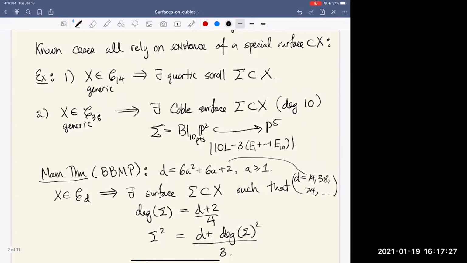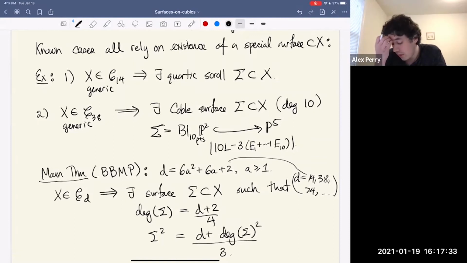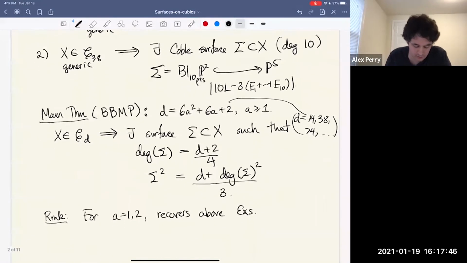Do you know anything about the geometry of this surface, apart from degree and self-intersection? Yeah, that's a good question. So I would say we don't know a lot in general about them. Like if they're smooth, for instance, we don't know. We know the Hilbert polynomial of them, but that's about it at this point. Thanks. And maybe I'll say more about that later.